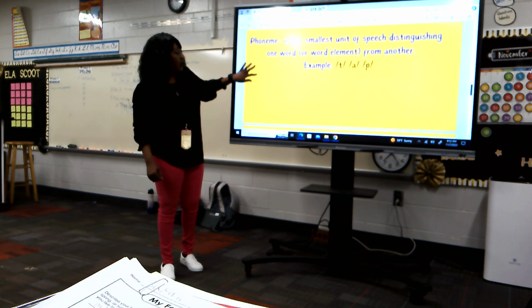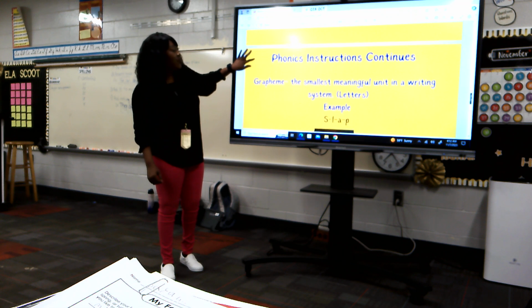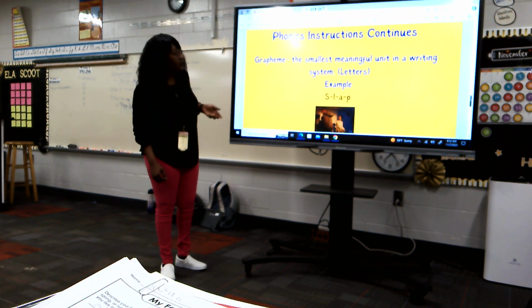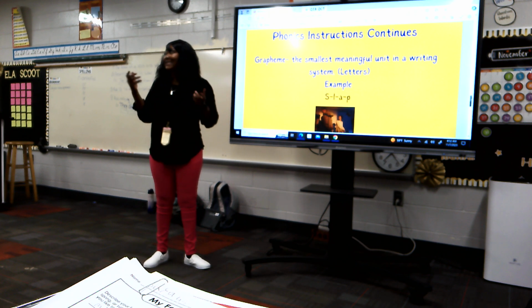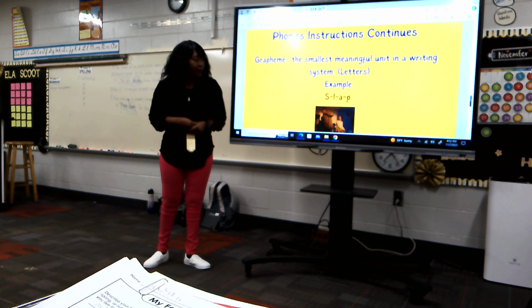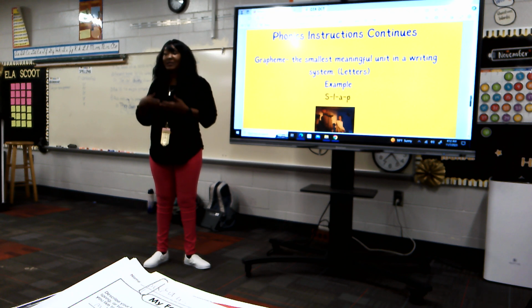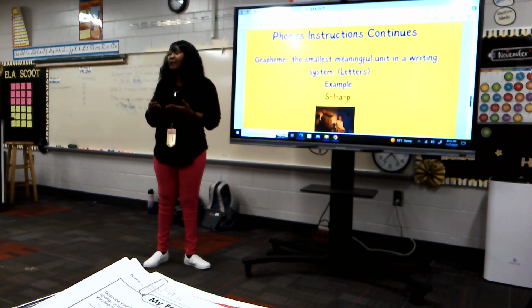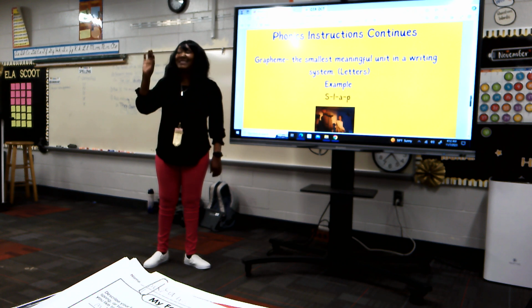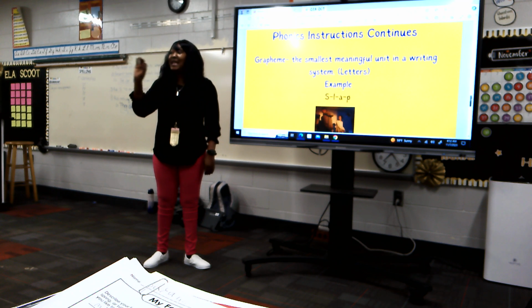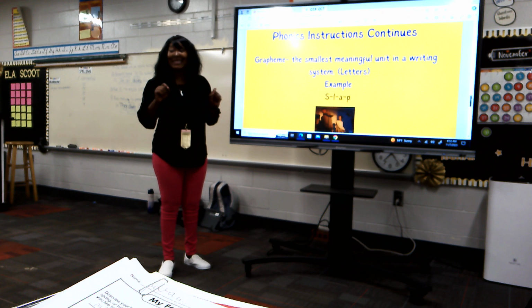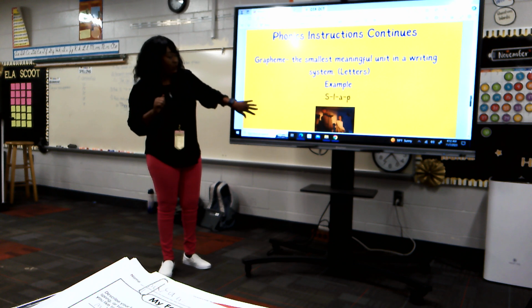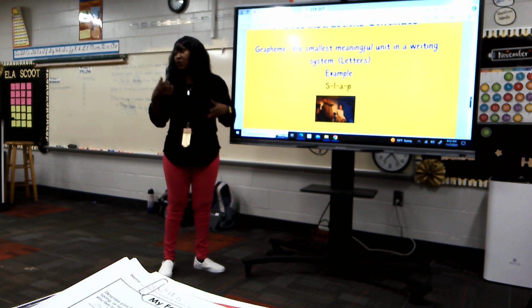Now let's talk about graphemes. A grapheme is the smallest meaningful unit in a writing system, which are letters. For an example, I did the word slap. Again, with your students, you would say the word slap. Then you would get them to tap the sounds out, which would be s, l, a, p. Then they would say slap. And also you would get them to write the word down on their paper. They would write S-L-A-P. And I also gave them a picture example because kids learn by seeing as well.